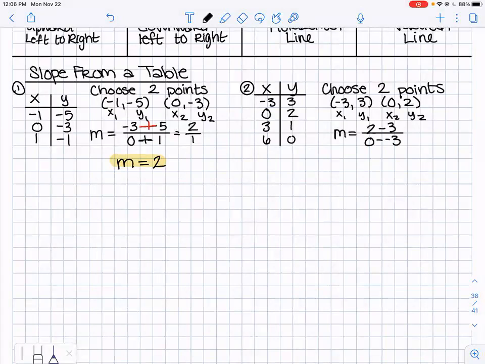Okay, so what's 2 minus 3? -1, and 0 minus -3 is 3. So the slope is -1 over 3. And then you got 6 over 2, and then you got... I got -2.